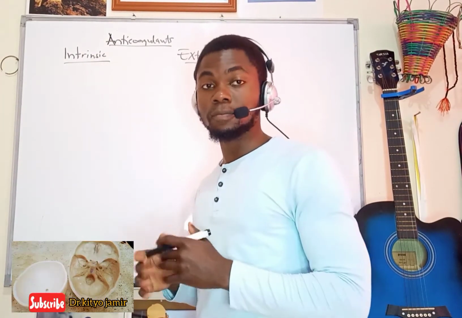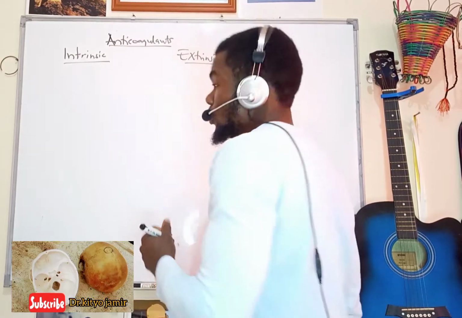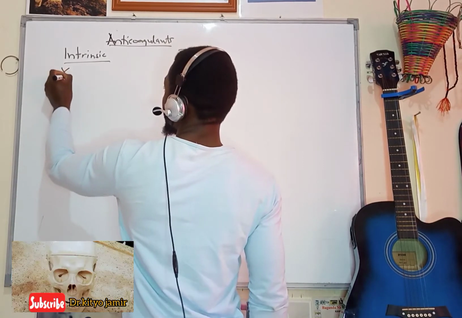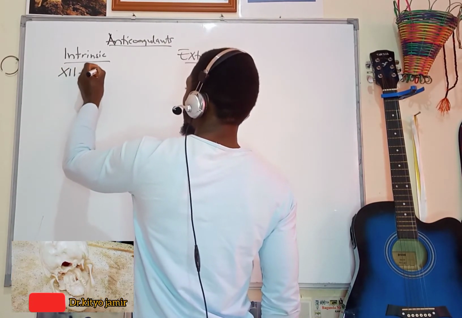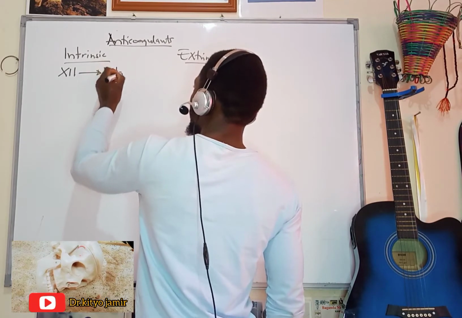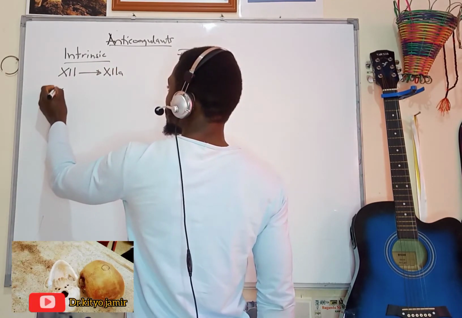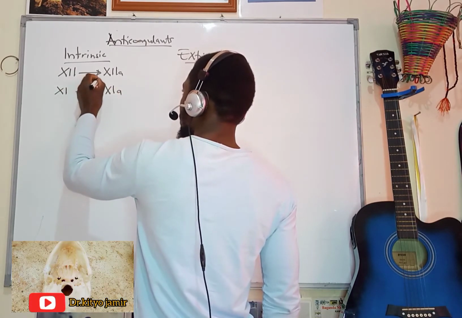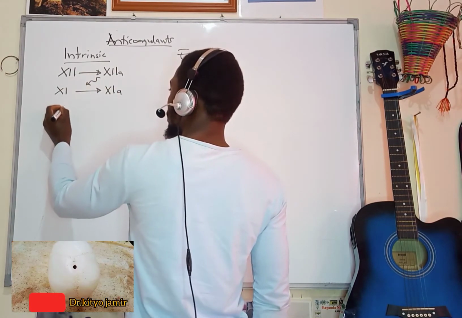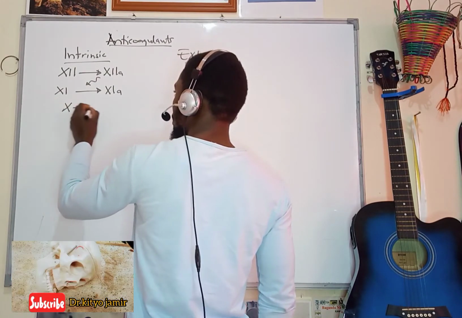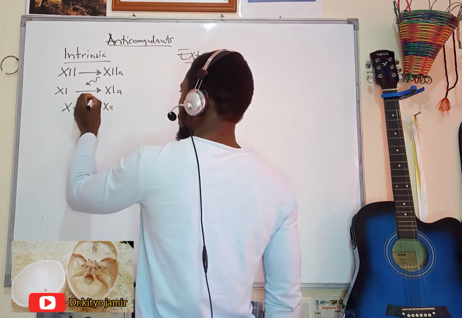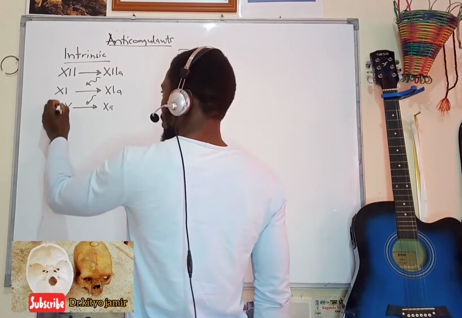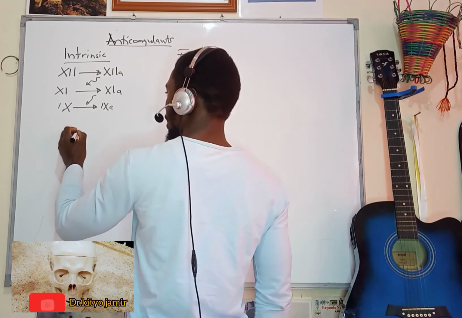to the vascular system. So, in the intrinsic pathway, we are going to start by activation of factor 12, and the activated factor 12 is going to lead to reactions which are going to activate factor 11. We are going to have activated factor 11. Then this one is going to activate factor 9. So activated factor 9 is going to activate factor 10.